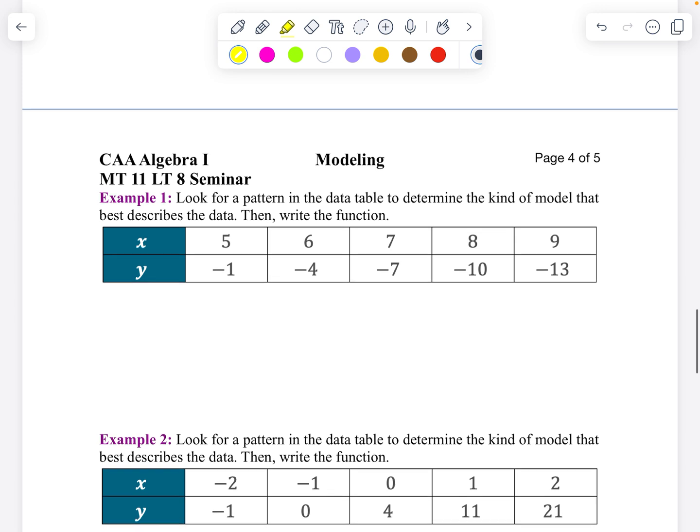So let's apply that to example 1 here. In fact, I think we're going to look at each one of these and see what happens. First thing I like to do is exponential first, because it's either really easy to find or very easy to eliminate. So if I take -1 times 4 that gives me -4. But if I take -4 times 4, do I get -7? No, I don't. So it's not exponential, so we're going to throw that one out right away.